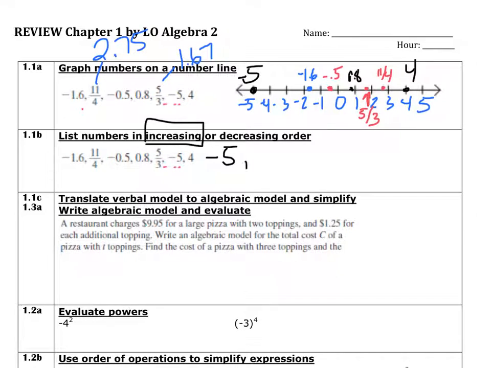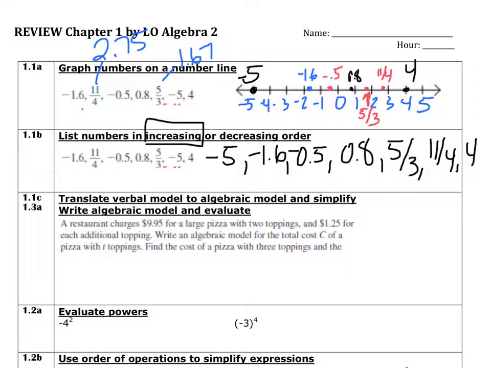It's -5, -1.6, -0.5, 0.8, 5/3, 11/4, and then the number 4.